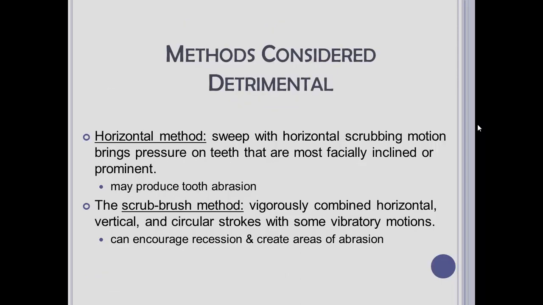So then some other toothbrushing methods, which you'll see very frequently, but they're not really recommended and they're detrimental. So one is the horizontal method, and this is where we basically do the horizontal scrub, just brush sideways, and it can produce abrasion. And the same thing with the scrub brush method. It's basically all over the place and erratic: horizontal, vertical, circular. And this can encourage recession and abrasion as well.